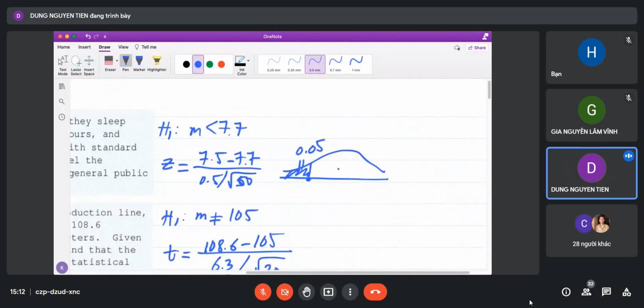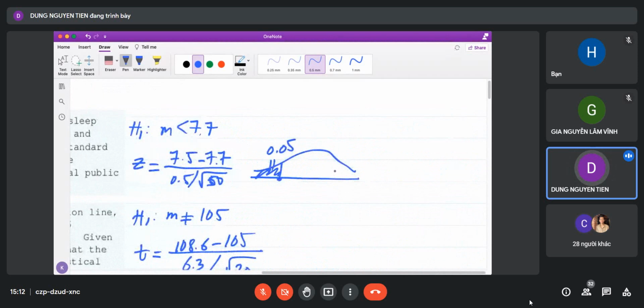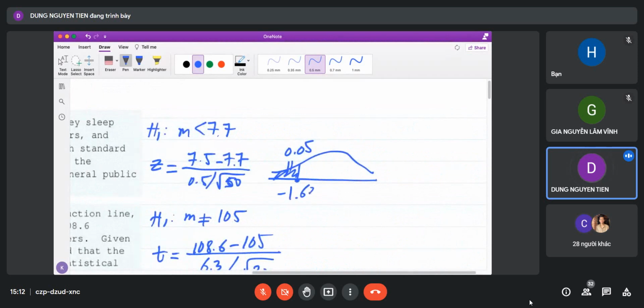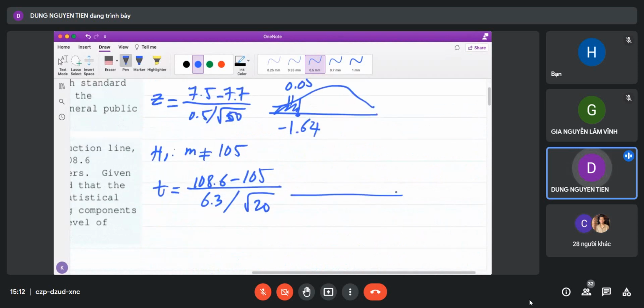What is this point, by the way? This point is minus 1.64. For the second one, it is the two tails. We have two tails here. They are using the t-distribution table with degree of freedom 19, and you can determine this point. Understand what I'm saying?